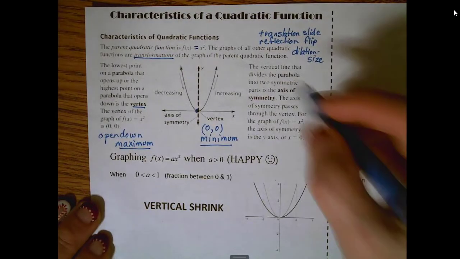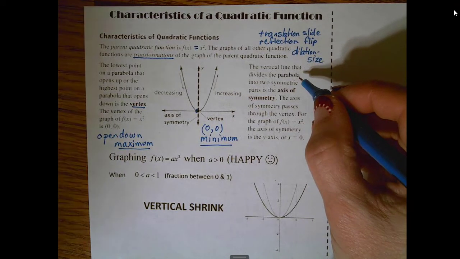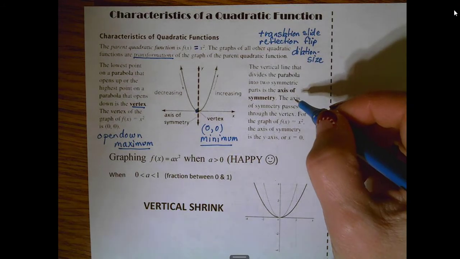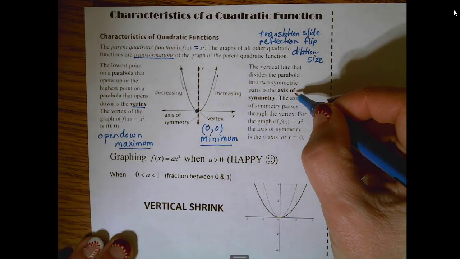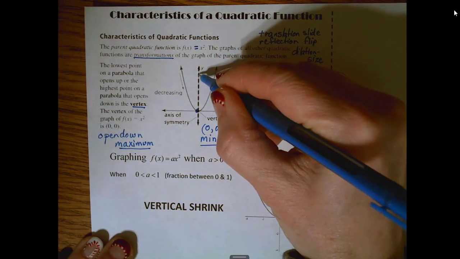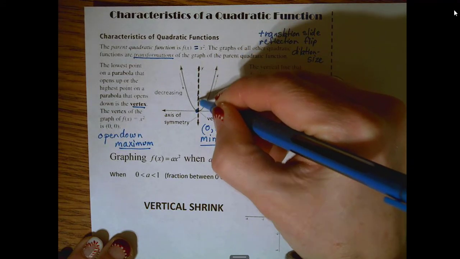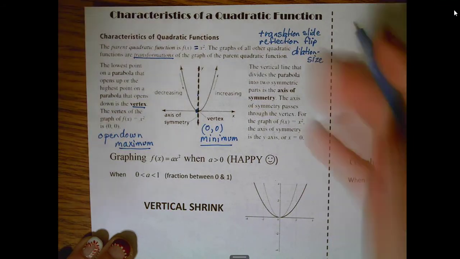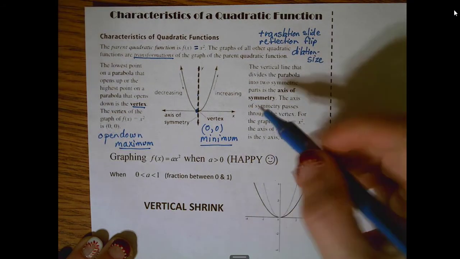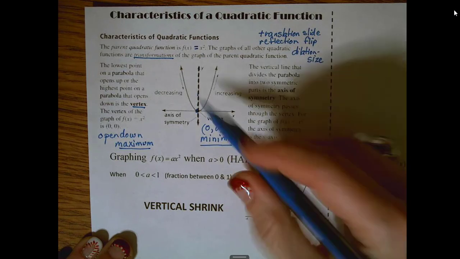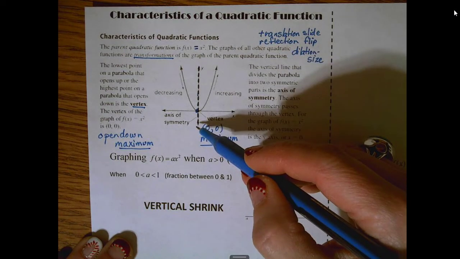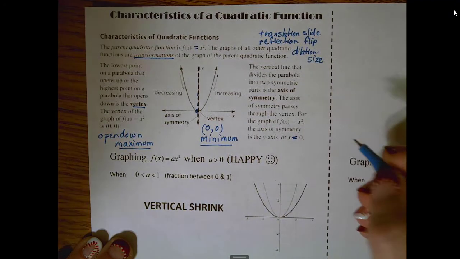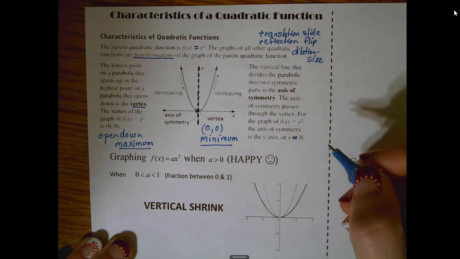And then the last thing over on the right-hand side, the vertical line that divides the parabola into two symmetric parts is the axis of symmetry. Now that's the dashed line right here. And that's always stated as x equals some number. Now, because this is on the y-axis, we are getting x equals 0. So again, just make sure that that's equal.